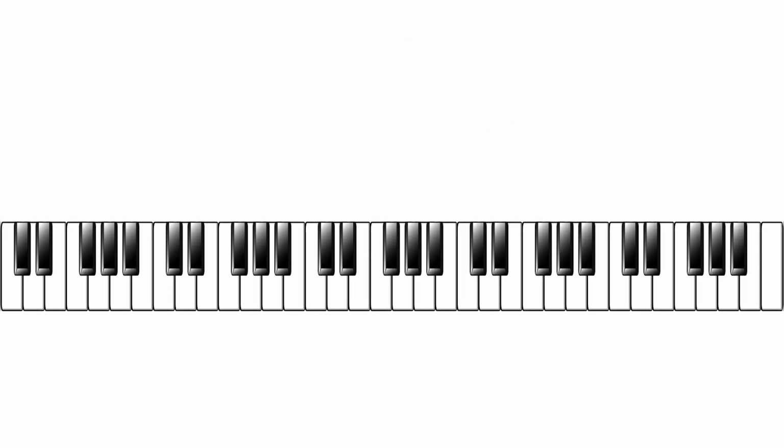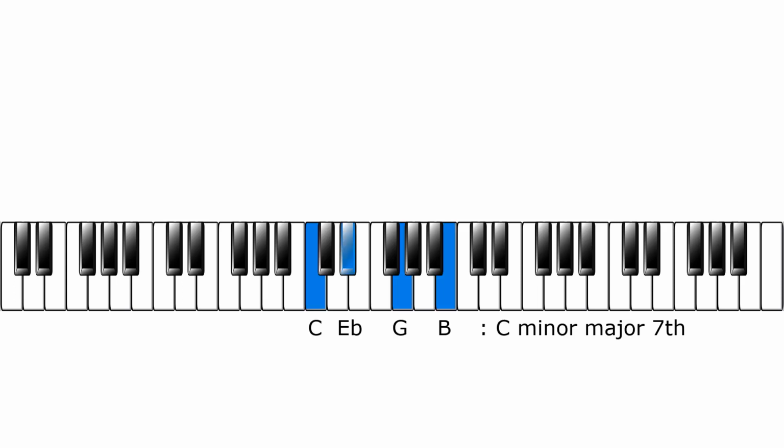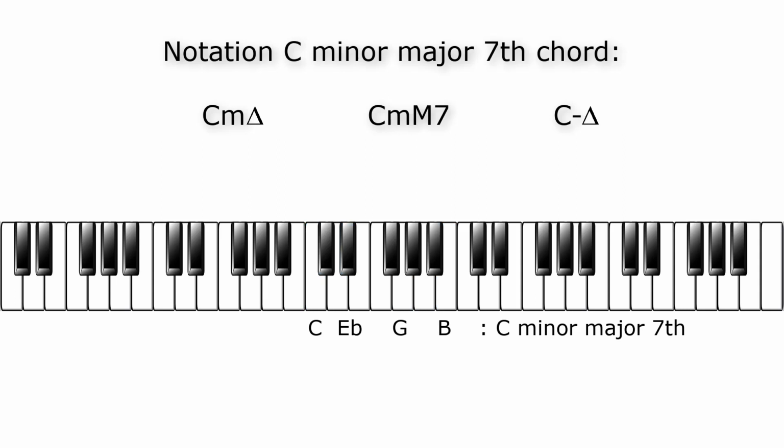The C minor triad is C, E flat, G. The major 7th is a half tone below the root, being C, half tone lower is the B. So, this chord, C, E flat, G, B, is the C minor major 7th chord. And you can notate it as follows. Now, concerning the name minor major 7th chord, minor stands for minor third, and major stands for major 7th.